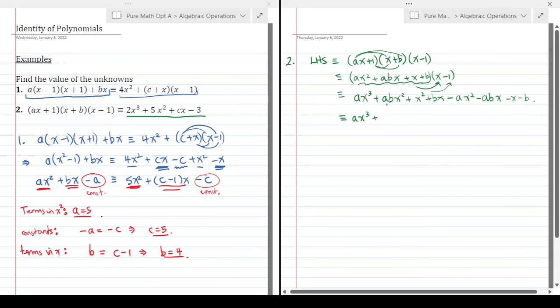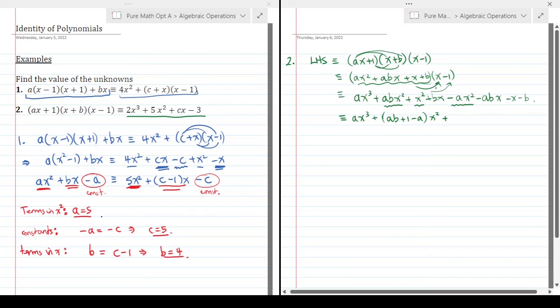What do I have with x squared? I have abx squared, I have x squared itself, and I have minus ax squared. Those are 3 x squared terms. So let me pull all the coefficients together in a bracket: ab plus 1 minus a, all of those are my x squared coefficients.